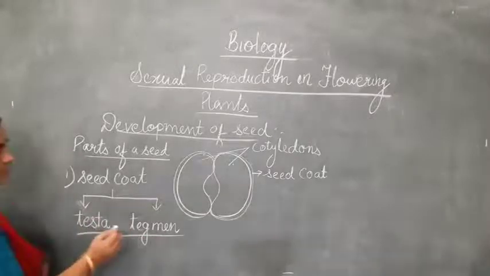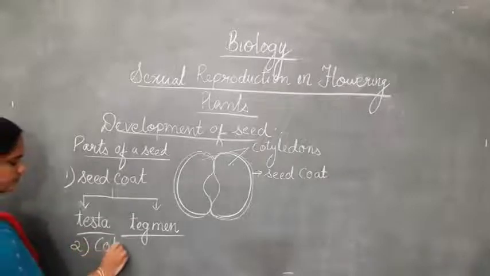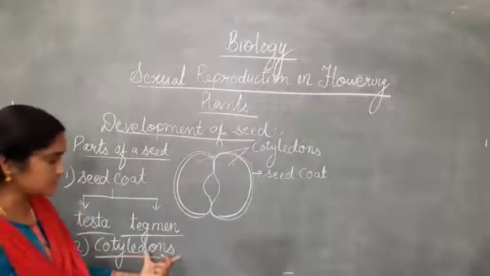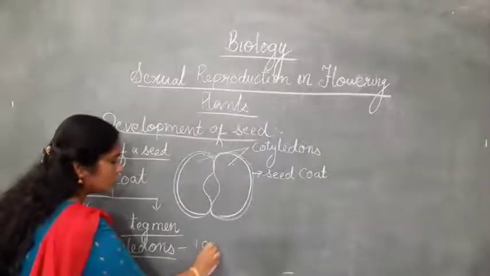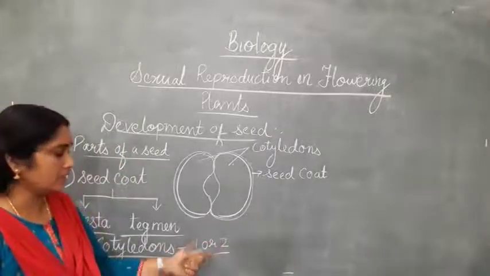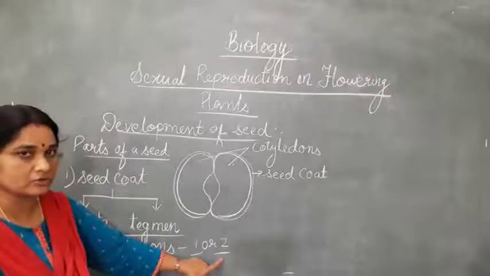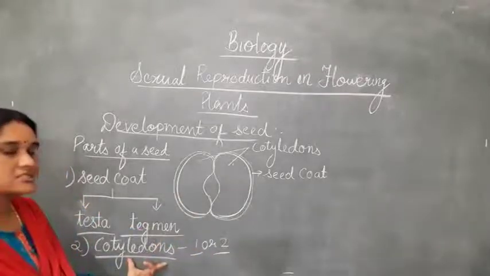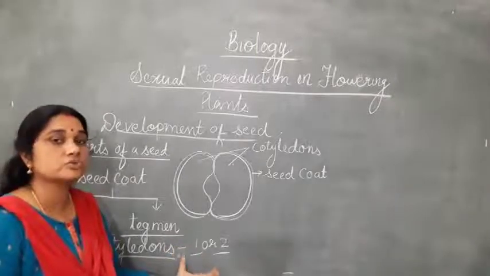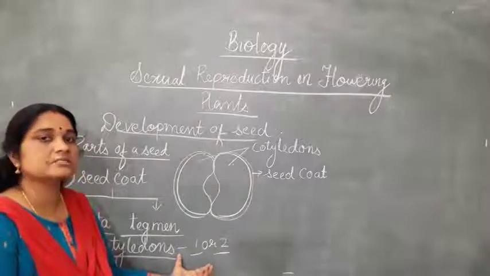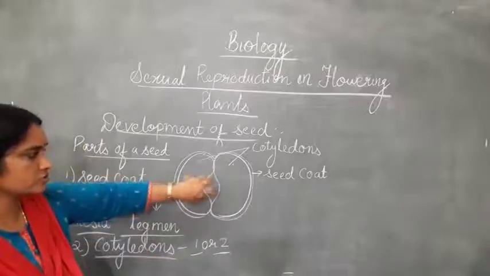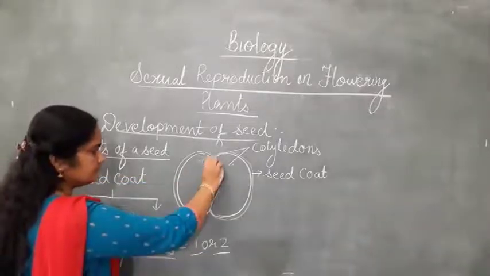The second part of the seed is the cotyledons. As we discussed in the previous class, cotyledons can be one or two in number. If there is one cotyledon in a seed, it is classified as a monocot seed, and if there are two, it is known as a dicotyledonous seed. Cotyledons are normally thick and fleshy, a rich source of food material, and they supply food to the growing embryo, providing it nutrition.